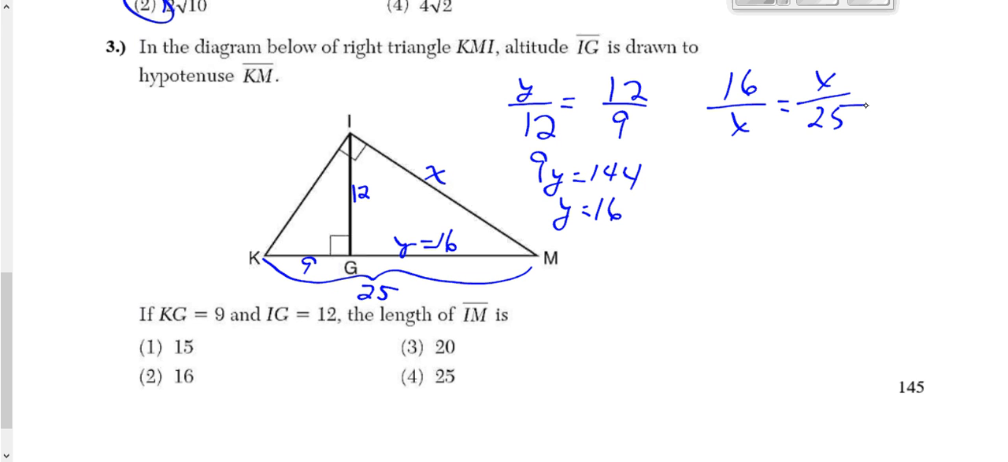So, square it, equals, that's 400, right? Everybody get 20 for x? This isn't so bad now, right? It's starting to go better.